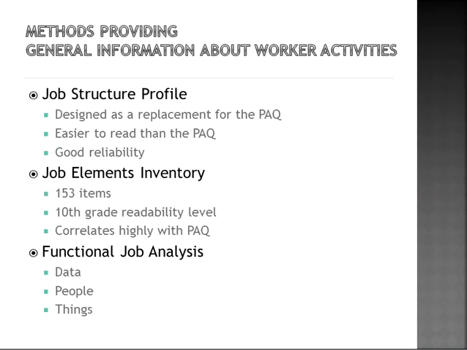Then we have Job Structure Profile, designed as a replacement for the PAQ, easier to read than the PAQ, good reliability. We have the Job Elements Inventory, 153 items, 10th grade reading level, correlates highly with the PAQ. Then we have Functional Job Analysis, looking at data, people, and things.